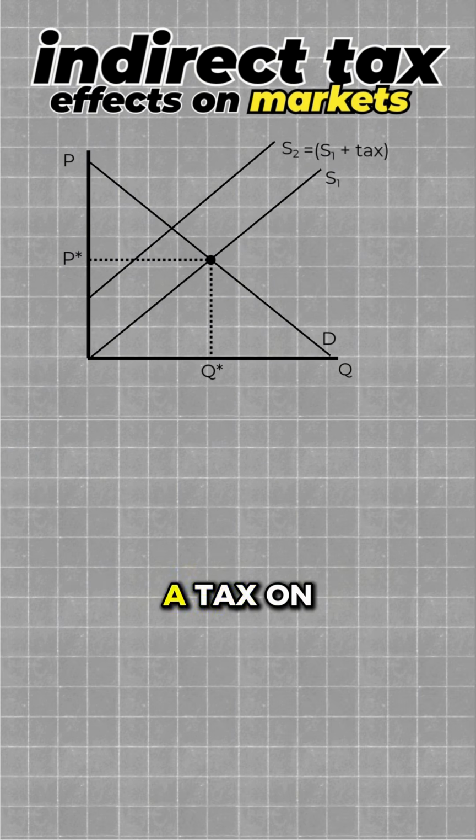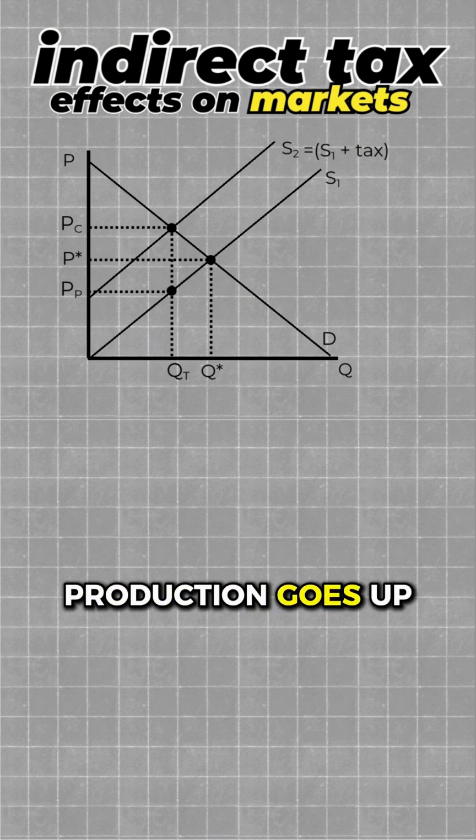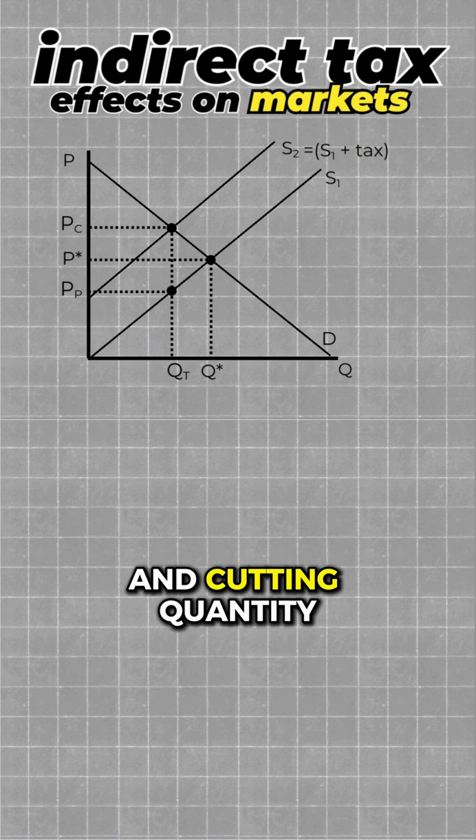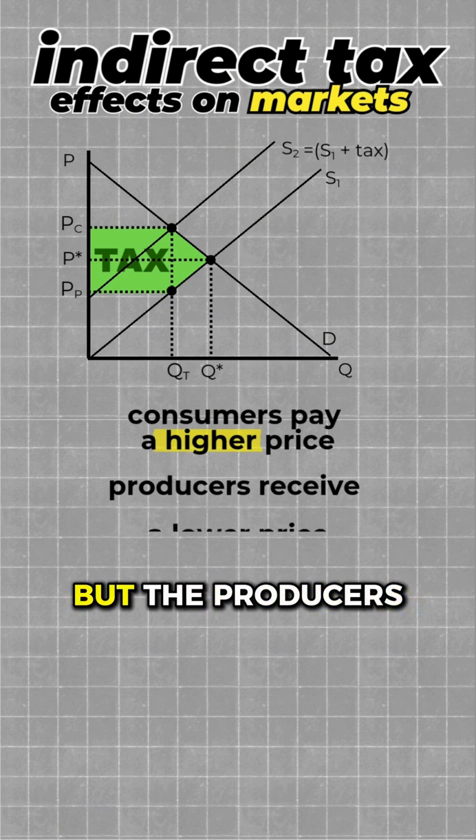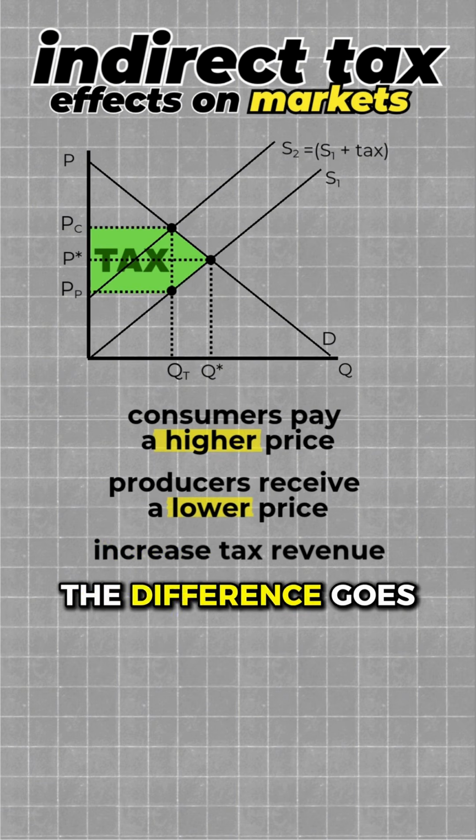When the government slaps a tax on a product, the cost of production goes up. That shifts the supply curve left, raising prices for consumers and cutting quantity demanded. It is said that indirect taxes drive a wedge between producers and consumers. The consumers pay a higher price, but the producers receive a lower price. The difference goes to the government, but results in a welfare loss.